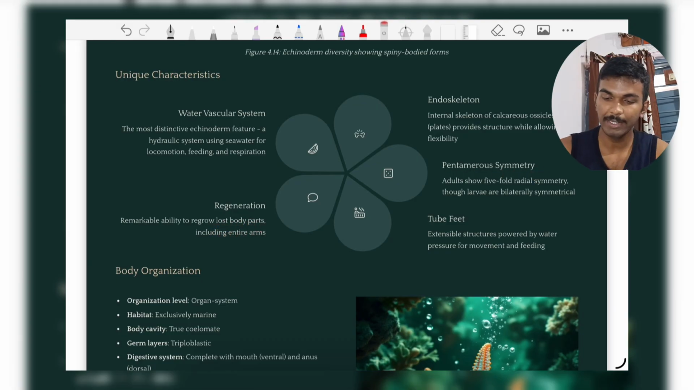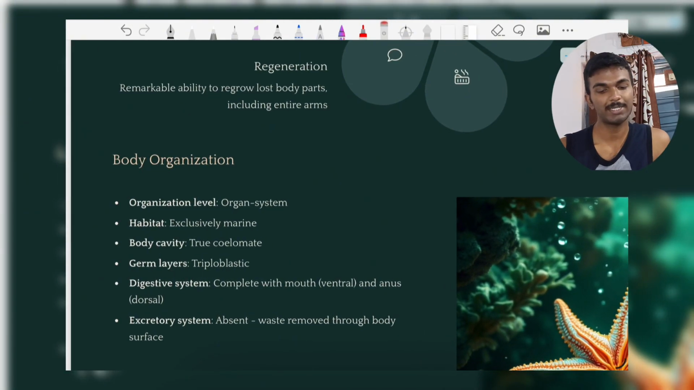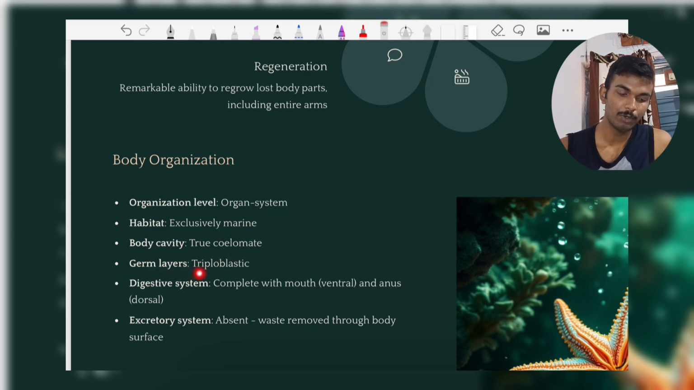Pentamerous symmetry, adults show five-fold radial symmetry, though larvae are bilaterally symmetrical. Tube feet, extensive structures powered by water pressure for movement and feeding. Body organization level: organ system. Habitat, exclusively marine. Body cavity, true coelom. Germ layer, triploblastic. Digestive system complete with mouth, ventral, and anus, dorsal. Excretory system absent, waste removed through body surface.